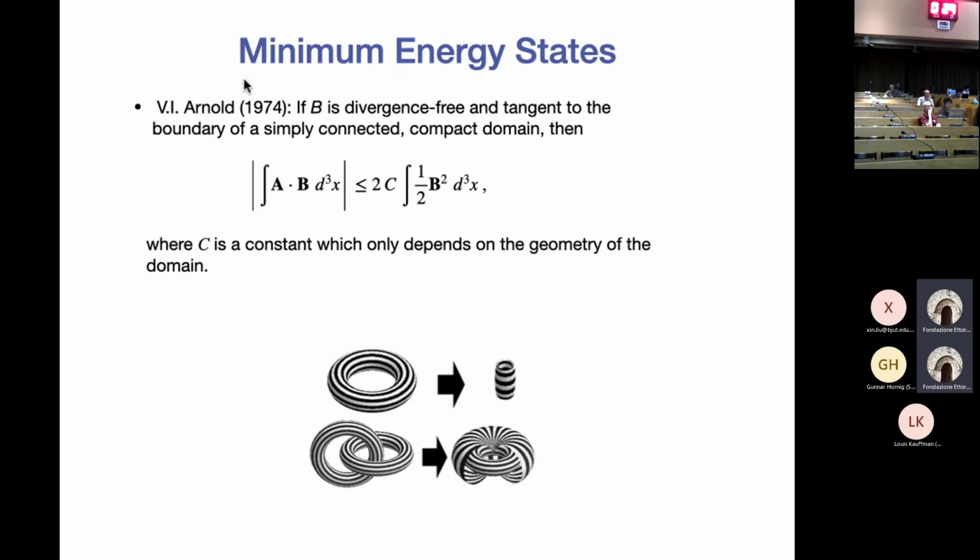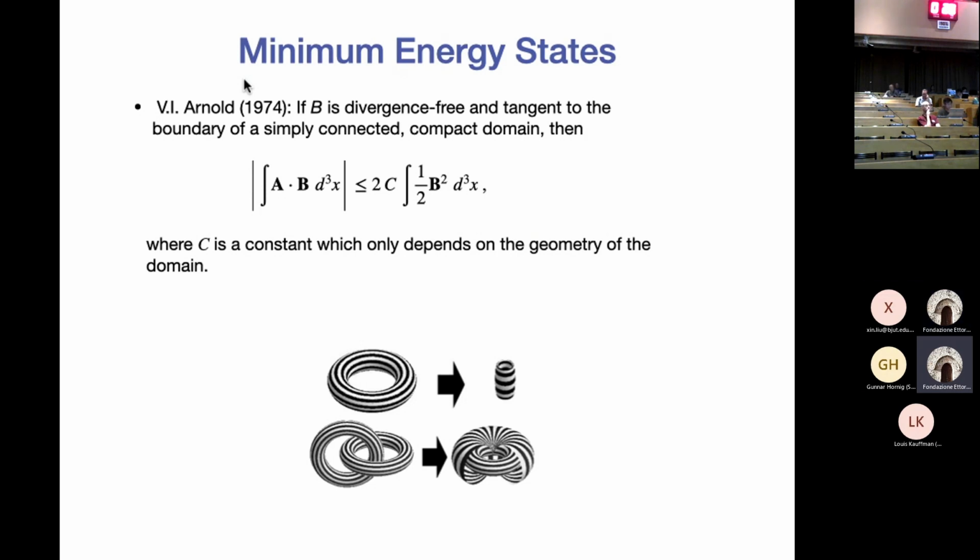So this inequality, which was stated by Arnold in the 70s already, gives you a relation between the helicity, or the absolute value of the helicity, and the energy on the right-hand side. And the constant C depends only on the geometry of the domain. So helicity is the lower bound for the energy.